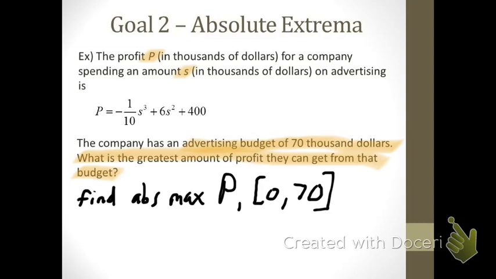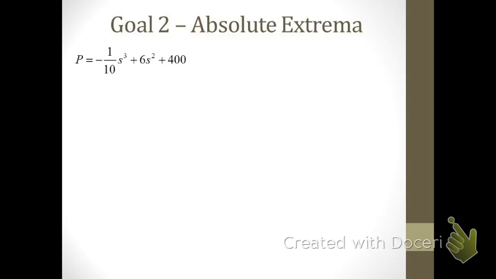Okay, well, let's do this. All right, we know that we need to find any relative minimum and relative maximum values on the interval from 0 to 70. And then we need to see what profit would come from those values, as well as what profit would come from spending nothing and spending the entire budget on advertising. All right, go ahead and find the first derivative and the second derivative if you like, and determine any relative extrema for this function.